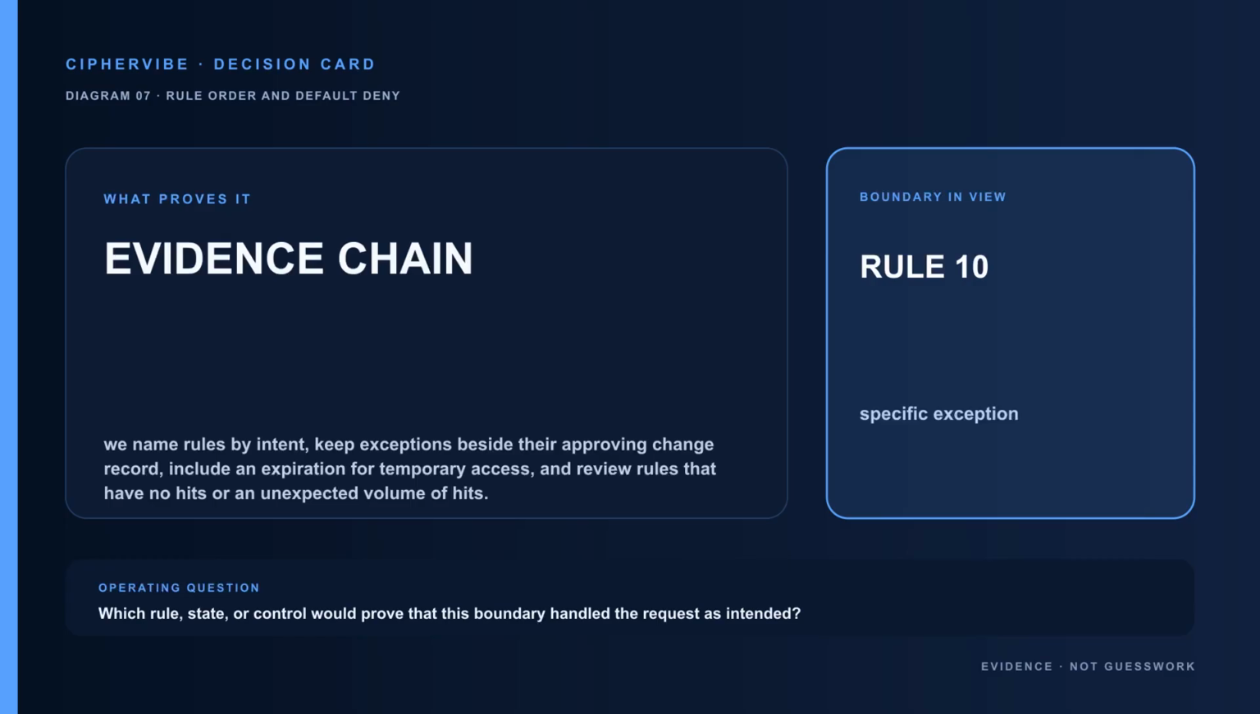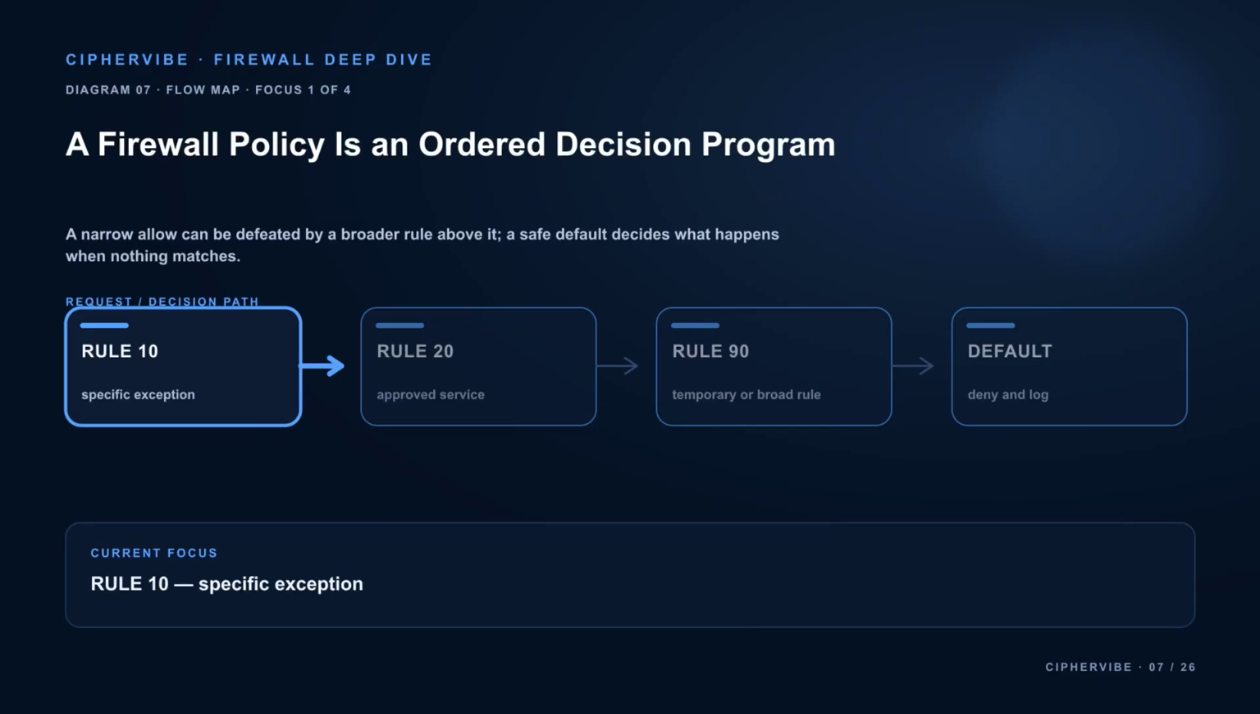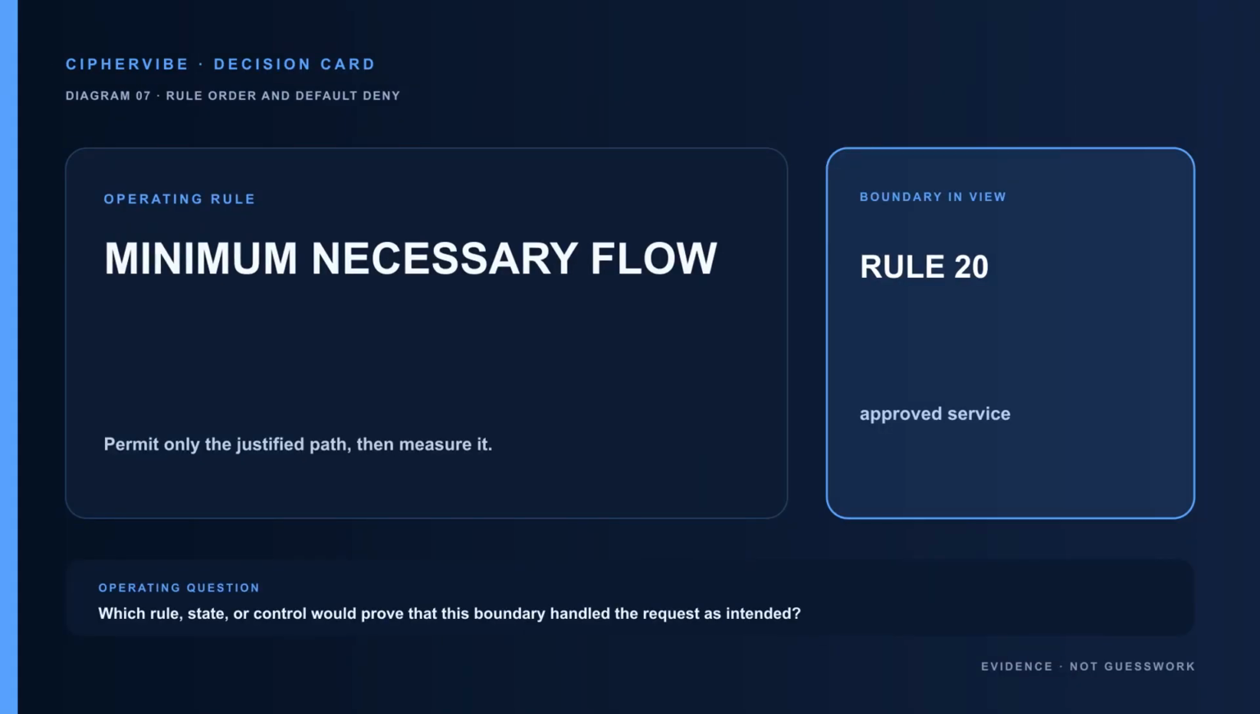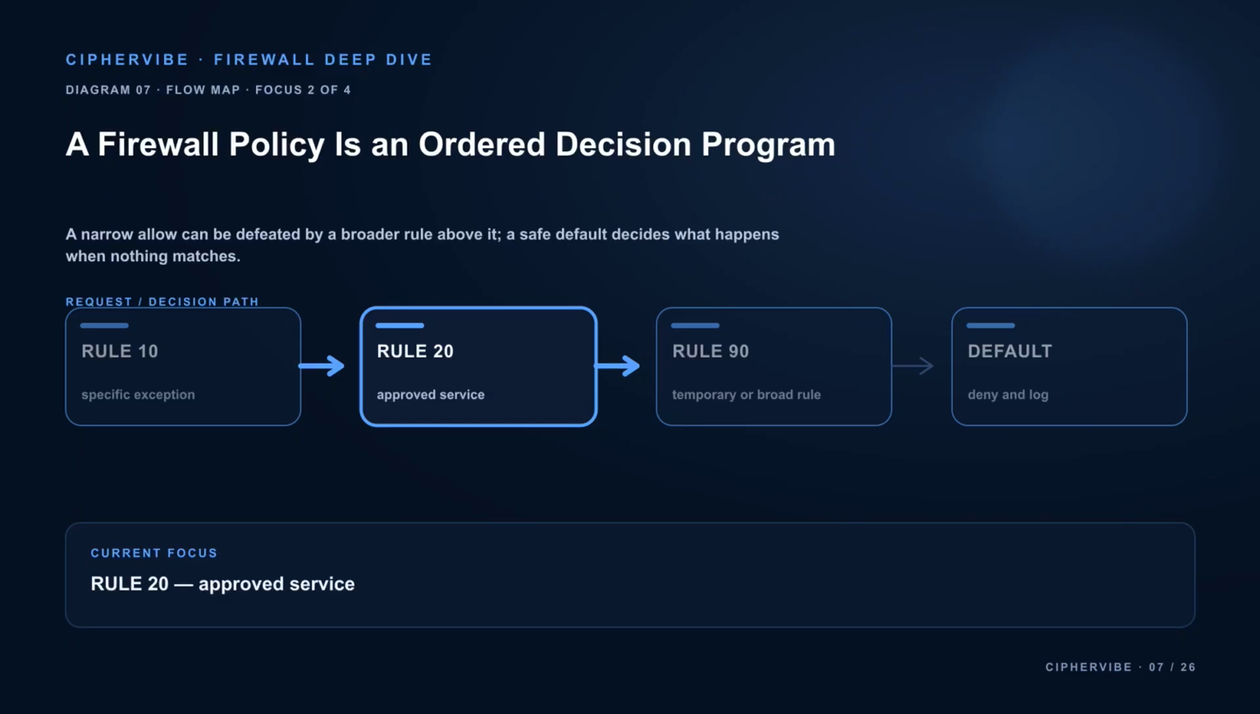event. The common failure is that temporary troubleshooting rules drift into permanent broad access, particularly when they lack an owner, expiry, change record, hit count, and post-change cleanup task. For the North Star Commerce simulation in this video, we name rules by intent, keep exceptions beside their approving change record, include an expiration for temporary access, and review rules that have no hits or an unexpected volume of hits.